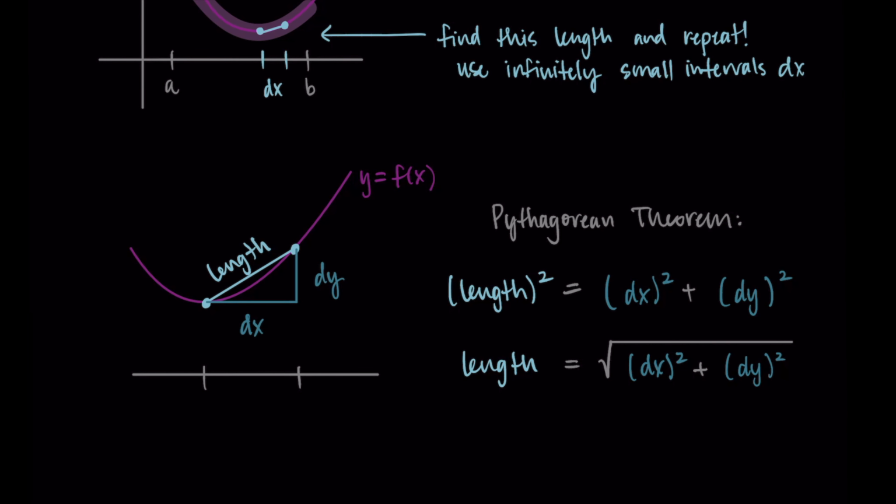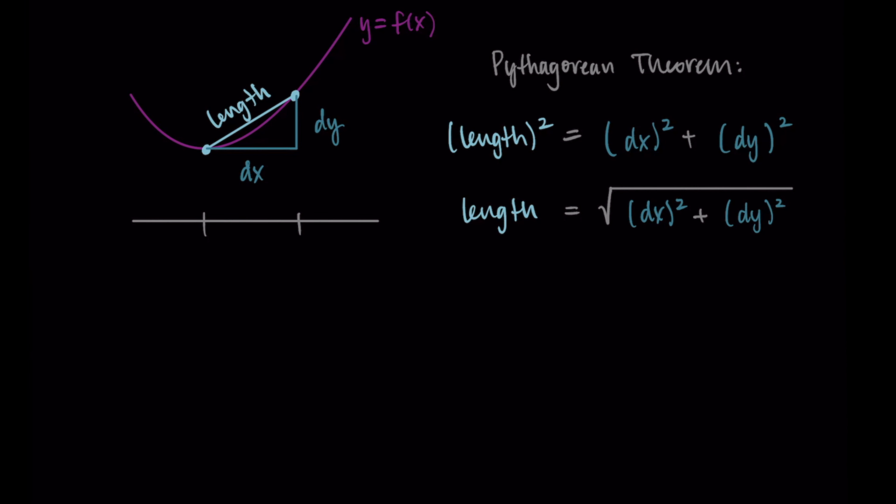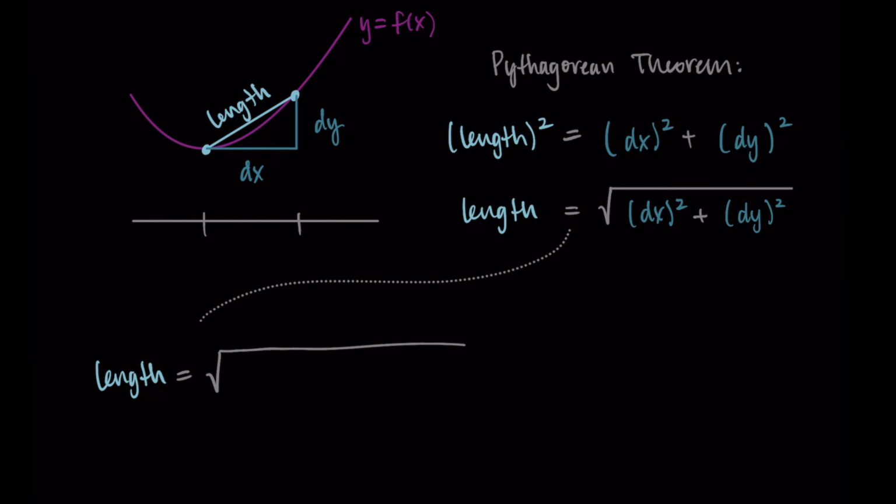All right, so this is cool and all, we have a formula for the length, but it doesn't really have anything to do with our problem. So far we haven't used our function f of x in any way. So we're going to do some manipulating of this equation to try to make it look more useful to us, and we want it to rely somehow on the actual function that we're trying to find the arc length of.